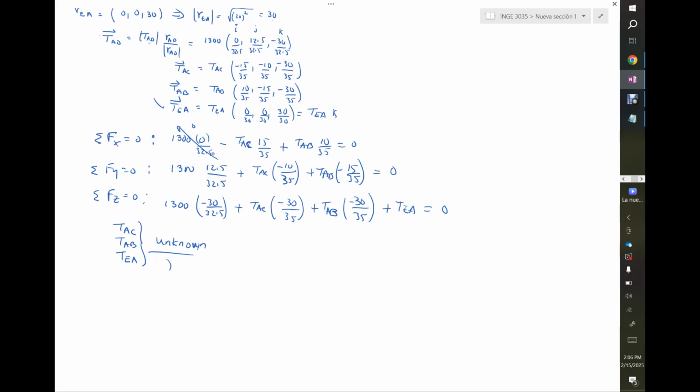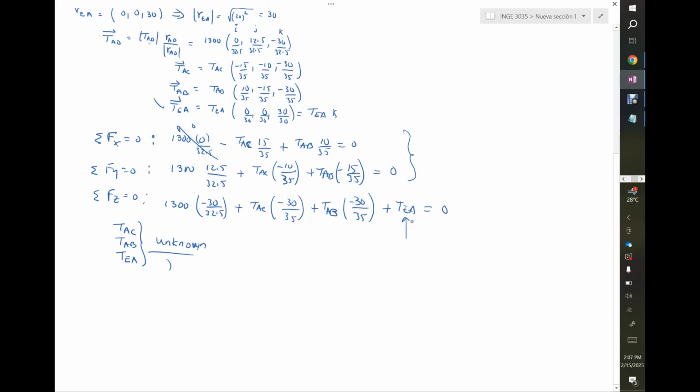In the first case, and very straightforward, if we look into the balance of fx, we have two variables here. Definitely we can put one in terms of the other. The nice thing is that the second equation, the balance on fy, includes only two of them. So with these two equations, we can solve for TAC and TAB because there are two unknowns and two equations. Then the third equation is good enough to get the final variable, which is the tension TEA, or the force that is on the antenna or the tower.